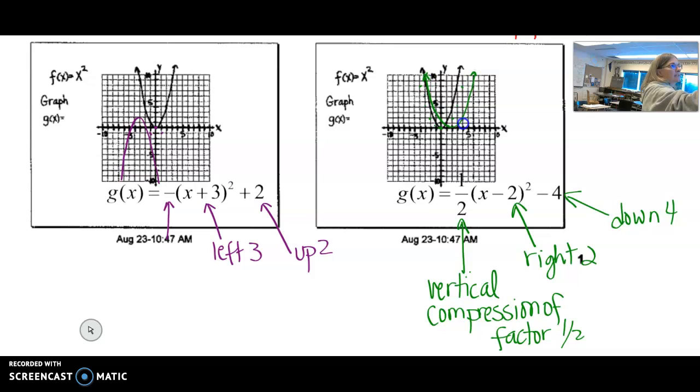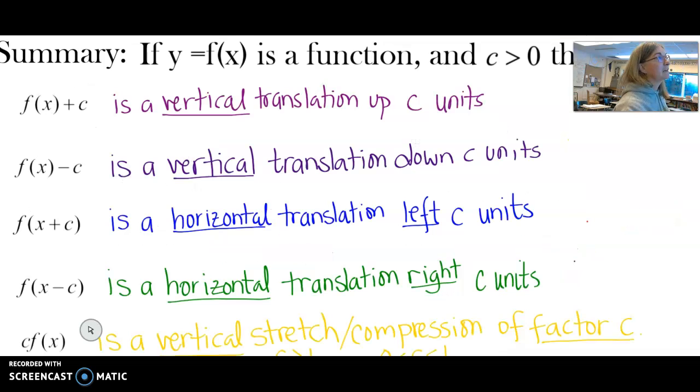So I'm moving that vertex to the right and then down 1, 2, 3, 4. Transformations are a lot easier to do when you have a smartboard.